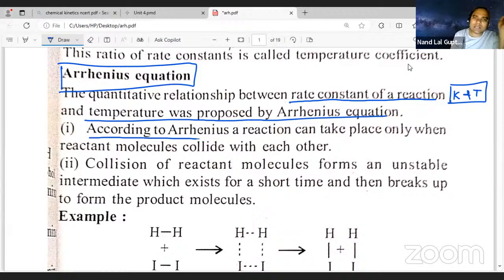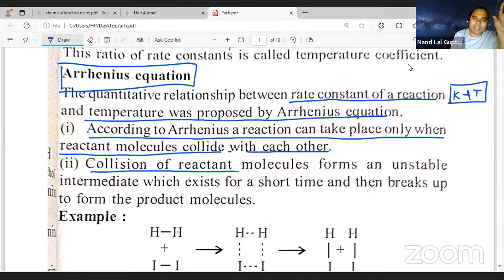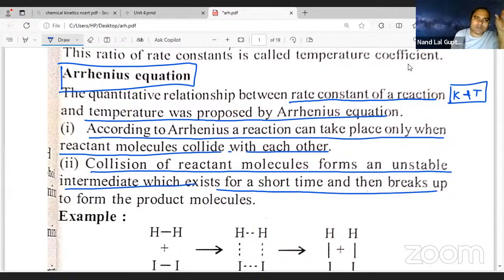Some points he has mentioned. According to Arrhenius, a reaction can take place only when reactant molecules collide with each other. So the first point of the Arrhenius theory is that to react and give the product, they must collide with each other. Second point, collision of reactant molecules forms an unstable intermediate which exists for a short time and then breaks up to form the product.